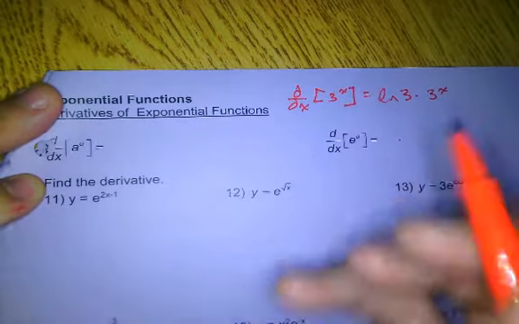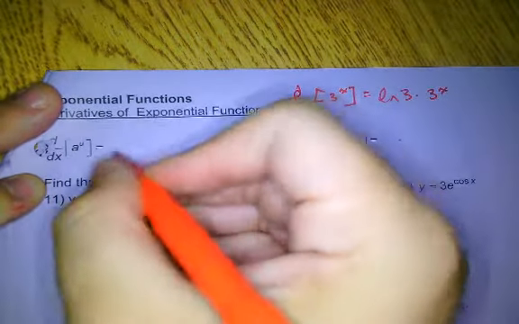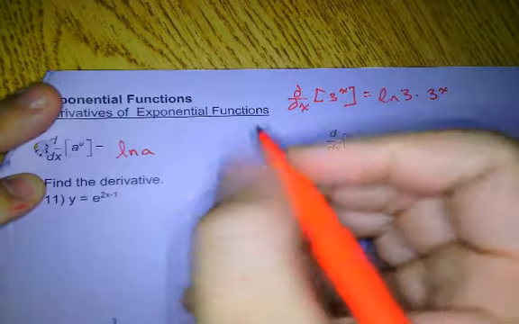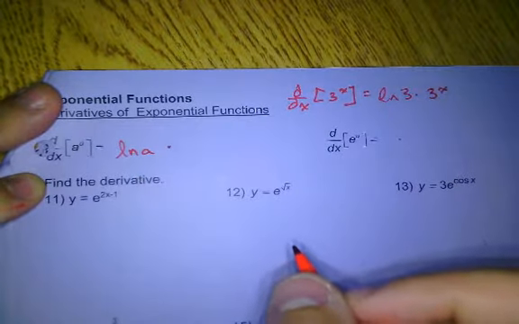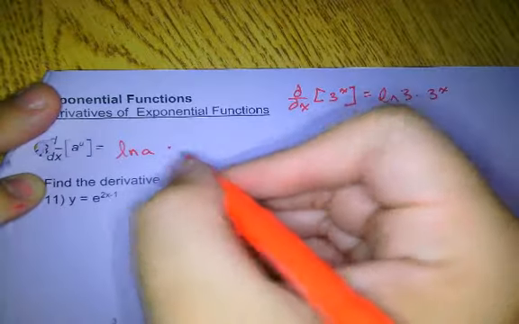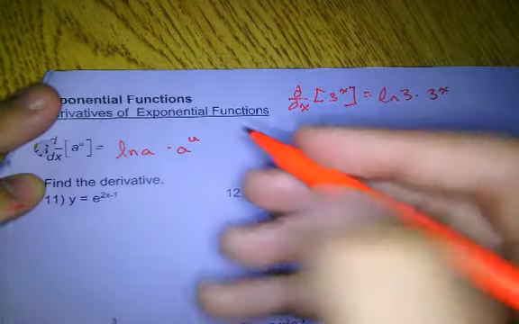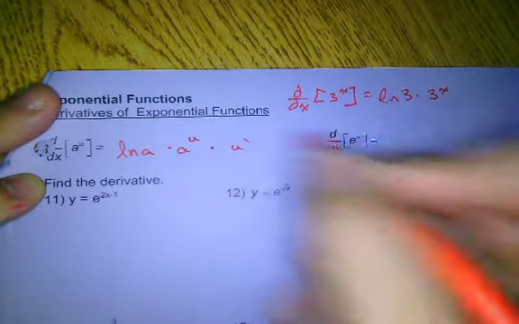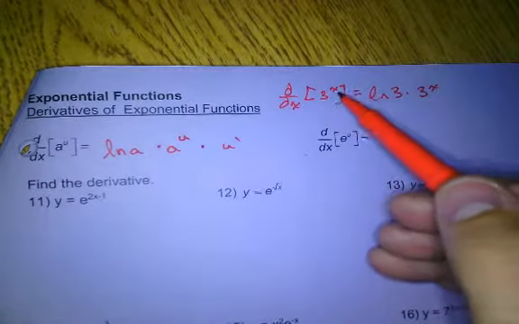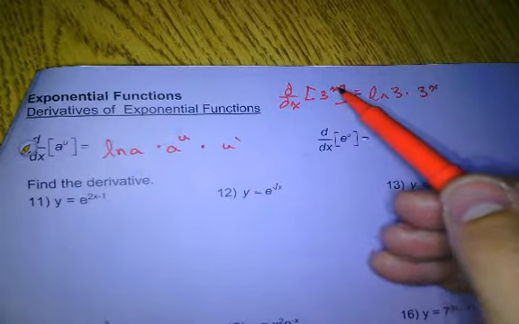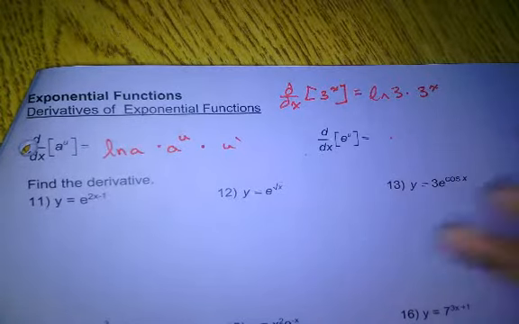So if the base is a, I'm going to have ln of a times the original, where u is some function, and then whatever that derivative of u is. In this case, the inside function was an x, so the derivative of x is just 1. So that's why I didn't write it out.